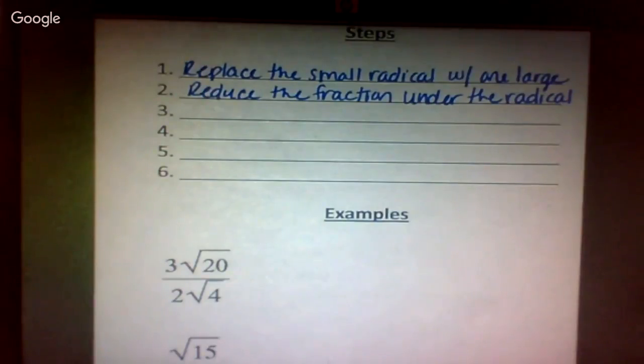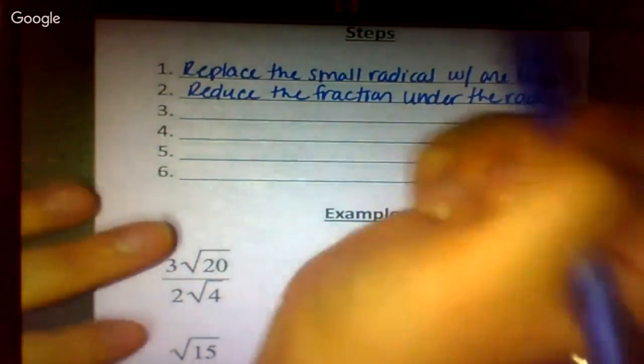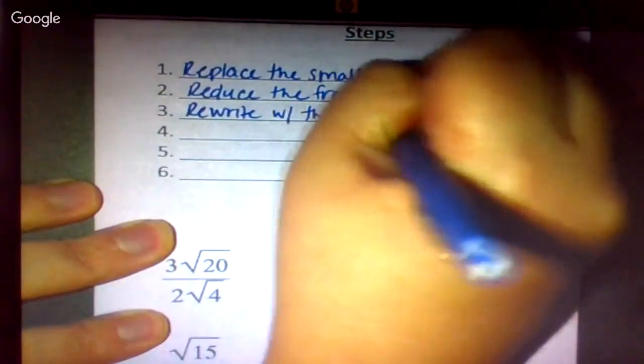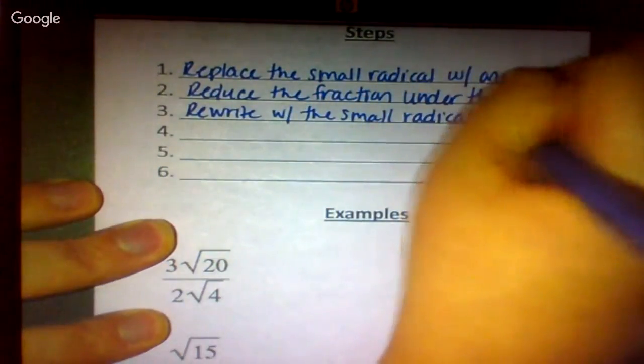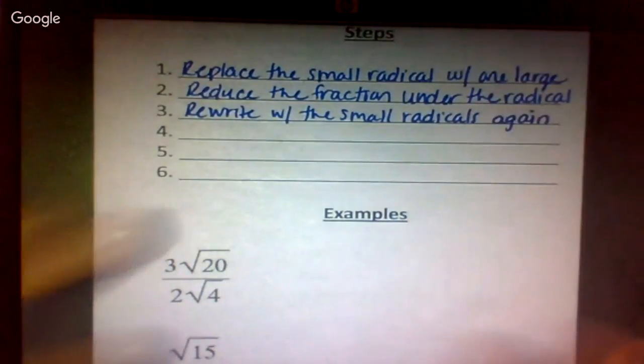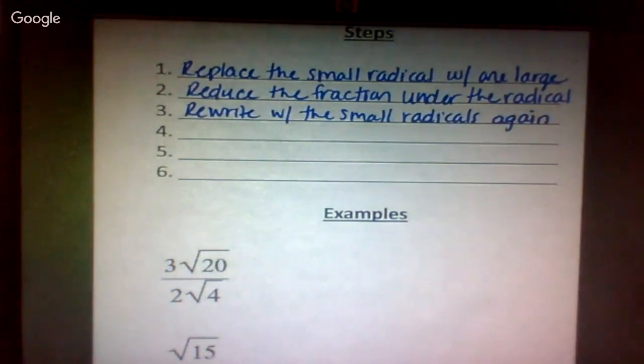Step number 3 then says rewrite with the small radicals again. Again, this is going to look like a lot of work because I'm breaking it down step by step. Once you get used to it, you can start combining steps or skipping steps that don't make any sense to you.